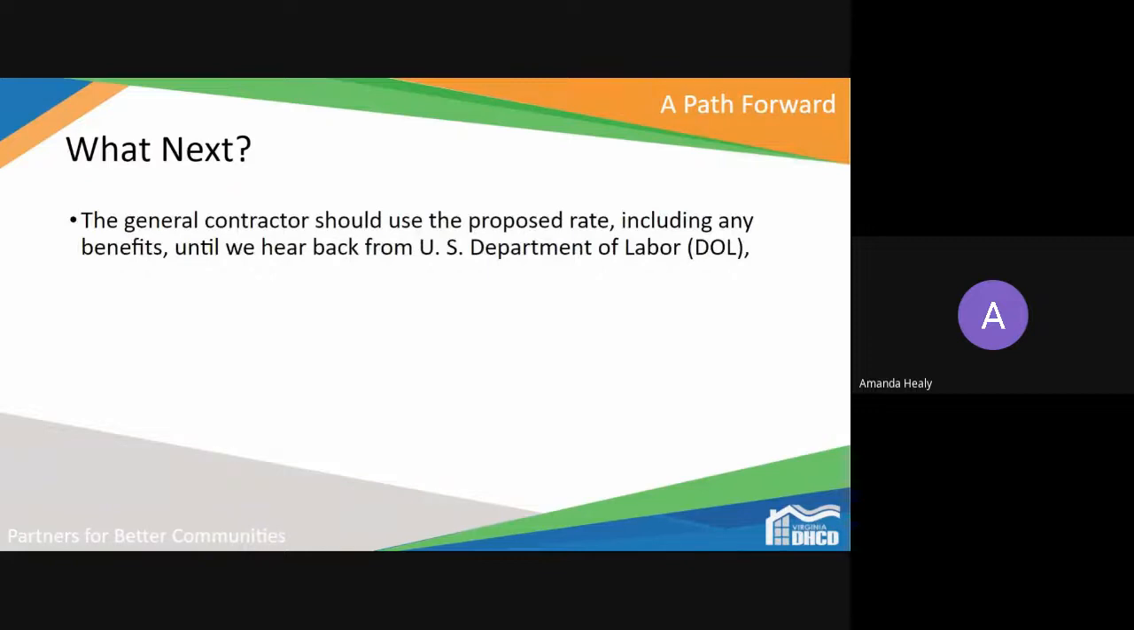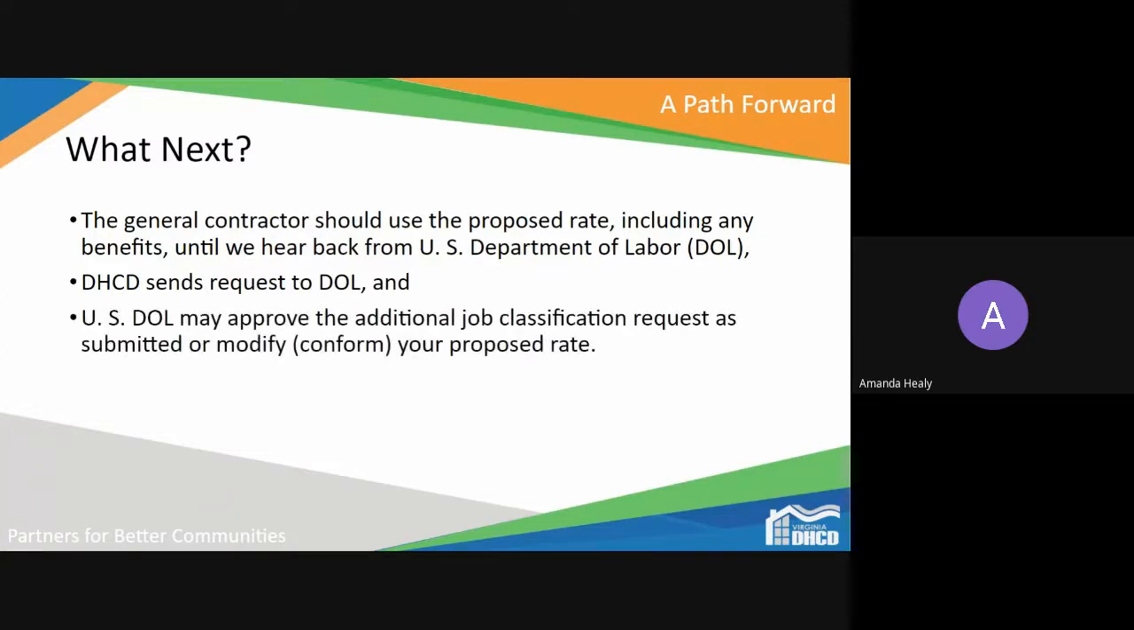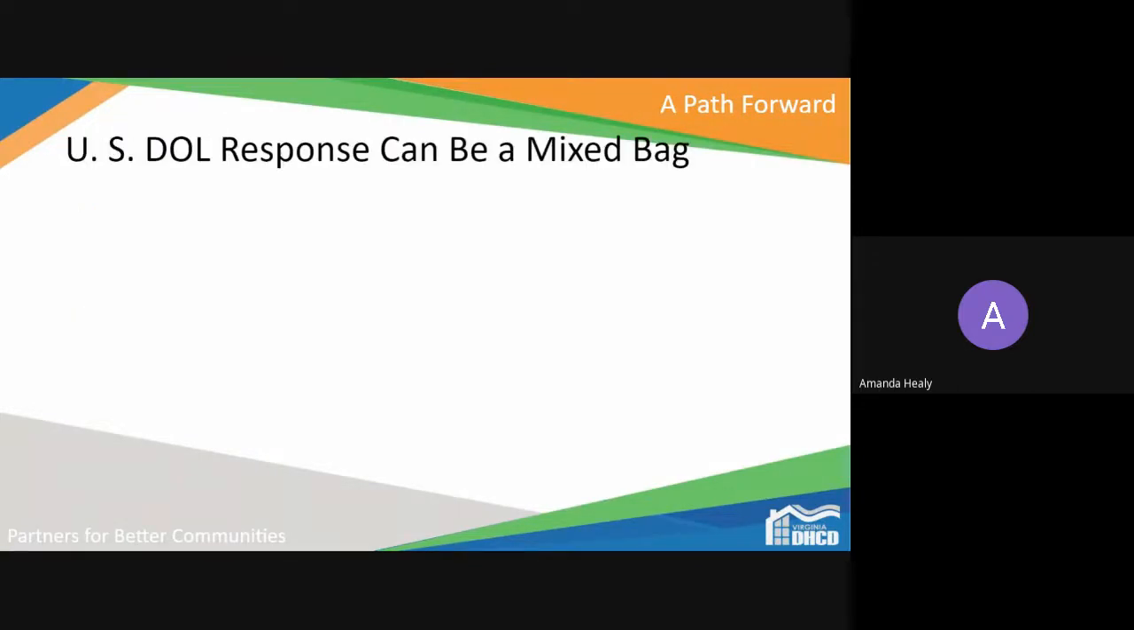So what's next? What's going to happen? The general contractor should be instructed to use the proposed rate until we hear back from DOL. So they should just assume that it's going to be approved by DOL and pay that proposed rate or rates. Next. We will send the request to DOL. Next. And then they may approve the request as submitted, or they may modify. They call that conform your proposed rate. Next, please. So sometimes you get a mixed bag. Next, please.